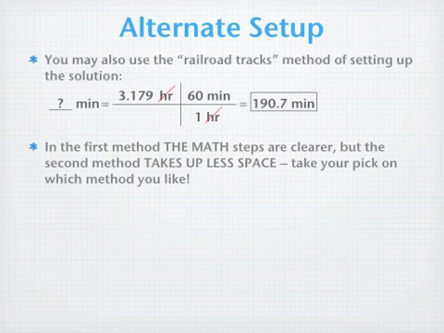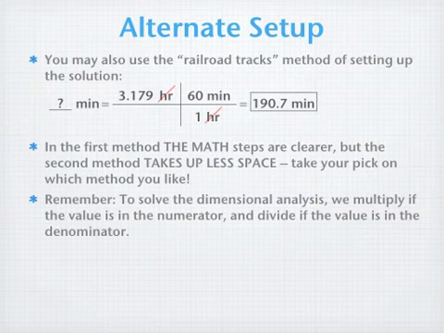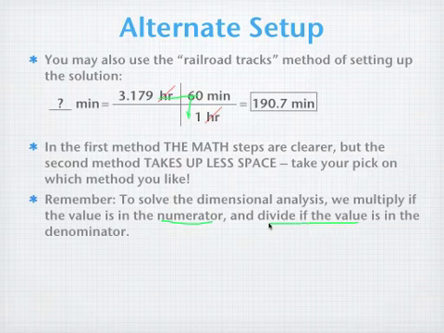You'll see me modeling that most of the time, but if it makes sense to you, like the second method, it takes up less space and it makes more sense to you, you can pick that one and use whichever method you like. Remember, the key here is that we're multiplying, and so when we multiply across, anytime we go to the right, we multiply by anything that's in the numerator, and if the value is in the denominator, we're going to divide.